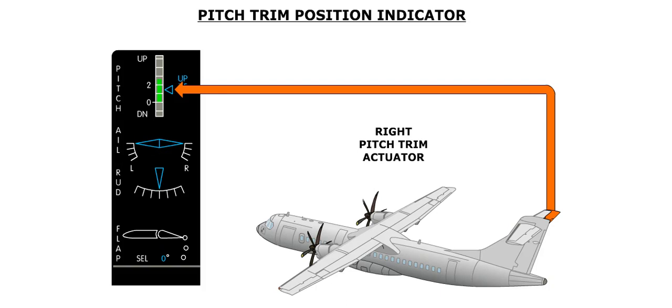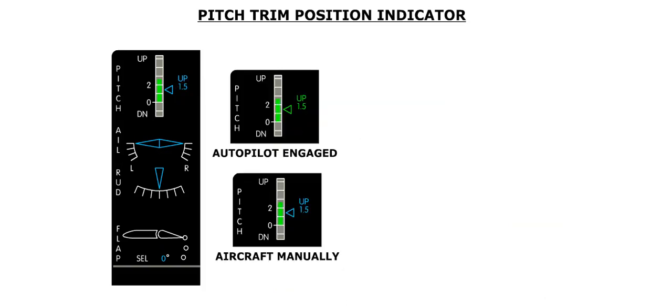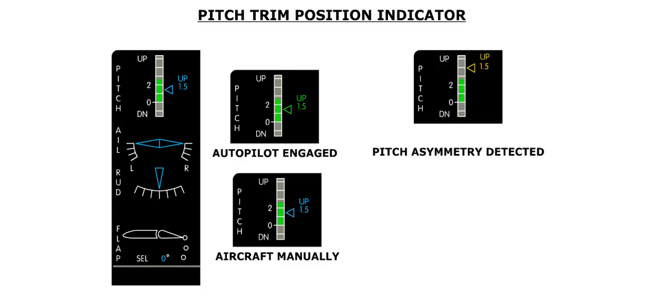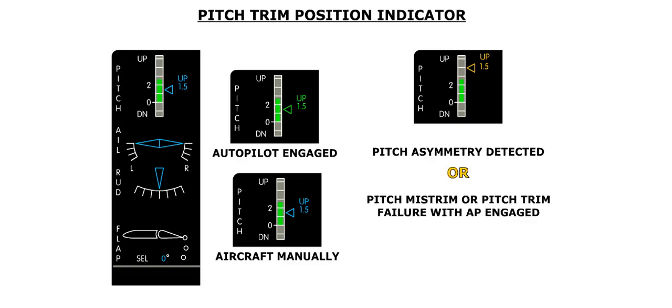Pitch trim position is indicated on the upper, left-hand side of the EWD. The pointer indicates the travel of the right trim actuator. The pointer is displayed in green to indicate the trim position when the autopilot is engaged. Cyan is used when operating the aircraft manually. The pointer is amber when a pitch asymmetry has been detected, there is a pitch mistrim, or the pitch trim fails with the autopilot engaged. Or, the pointer is outside of the green band before takeoff.